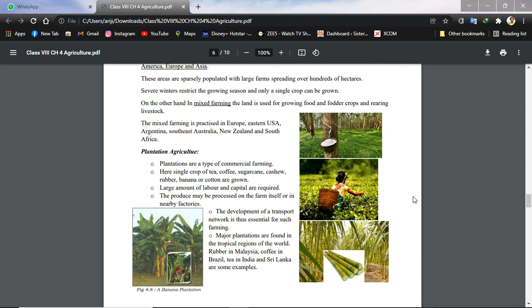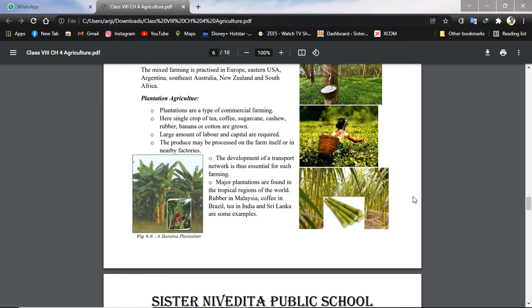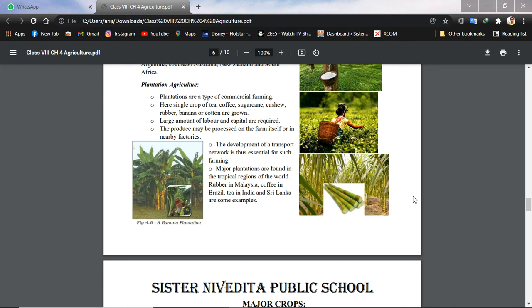So you know that beside the coffee and tea plantations, there are tea or coffee factories, because the leaves dry quickly, so they have to process the tea very quickly after collecting the leaves. Then comes the development of the transport network, as well as the issues for this type of farming. The major plantations are found in the tropical regions of the world. Rubber in Malaysia, coffee in Brazil, tea in India and Sri Lanka are the most important plantation countries in our world.